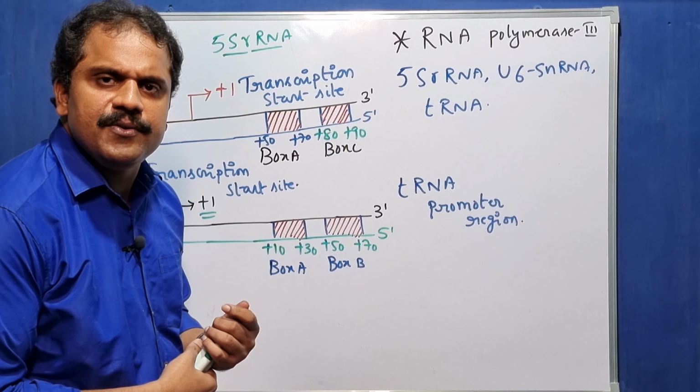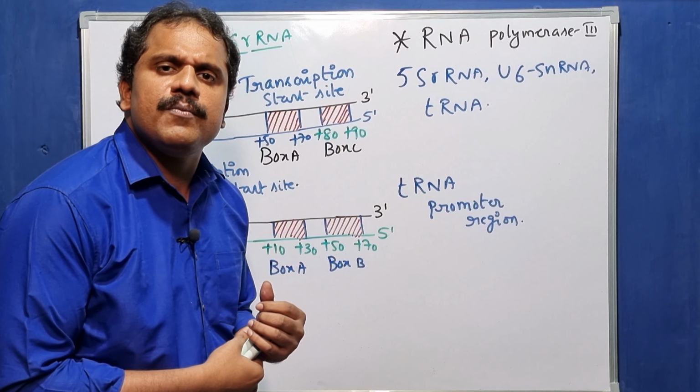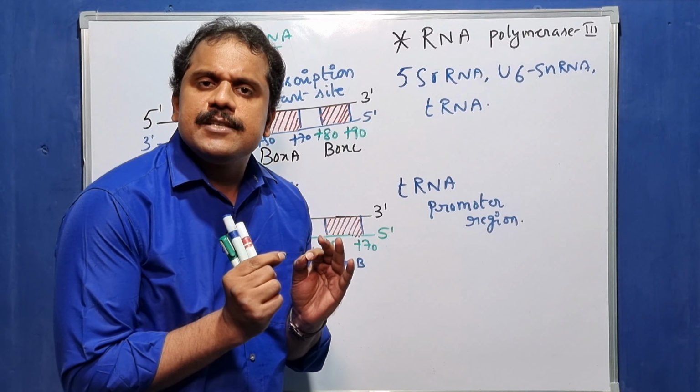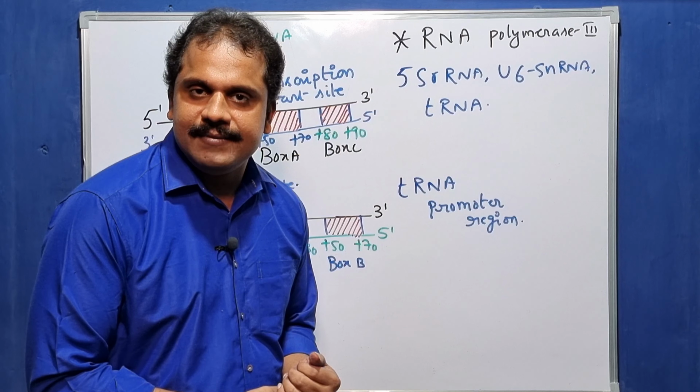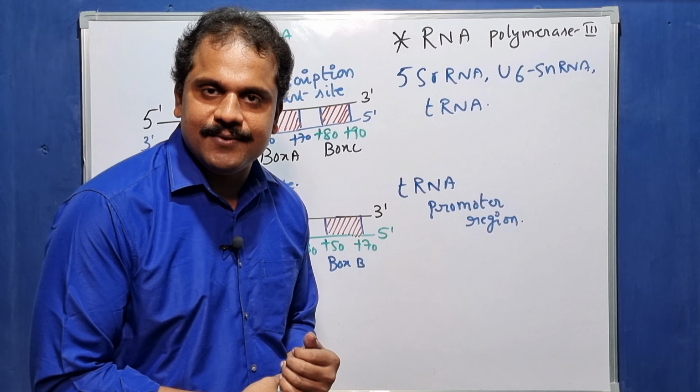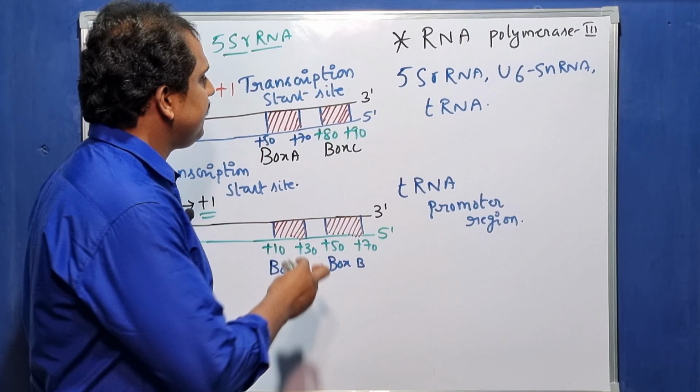So this is the promoter region which is responsible for the successful expression of tRNA. In addition to this, there is one more promoter region which is responsible for the successful expression of U6 snRNA. Is it clear? So let me print it on the board. Let me arrange the things here.